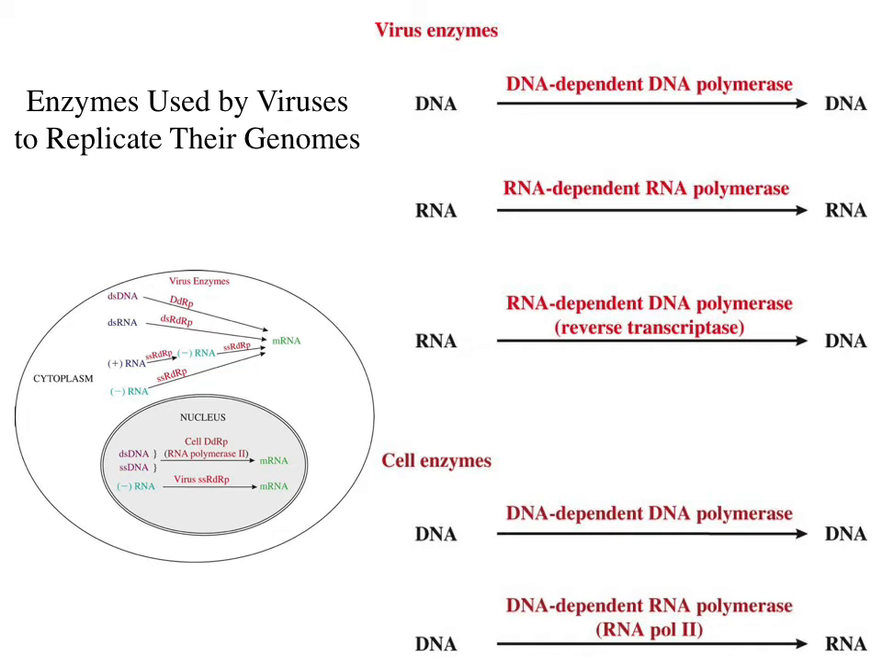So that's the various types of enzymes that a virus needs. You see those up at the top, but if you look down at the bottom, there's only two types of cell enzymes that we see. Cells will make DNA-dependent DNA polymerases and DNA-dependent RNA polymerases, or RNA polymerase II. So if the virus requires any other kind of enzyme, it has to encode it itself. If it can use one of these two types of cellular enzymes, then it will.